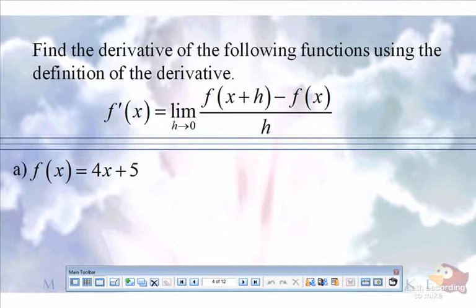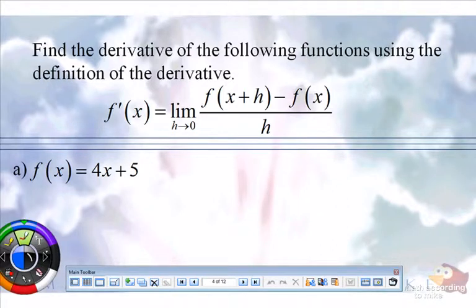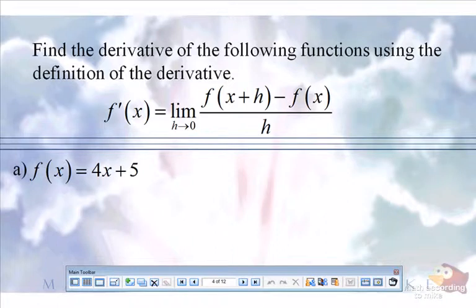Okay. Notice this is a polynomial. It's a linear function. So this will cancel out very nicely. But we'll get to some that aren't so nice. So the setup would be the limit as h approaches 0 of, well, you know what, I'll just copy the formula down. f of x plus h minus f of x all over h.